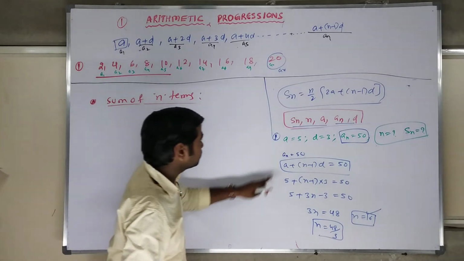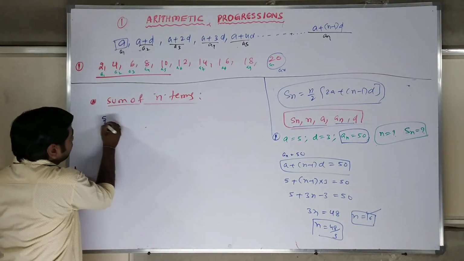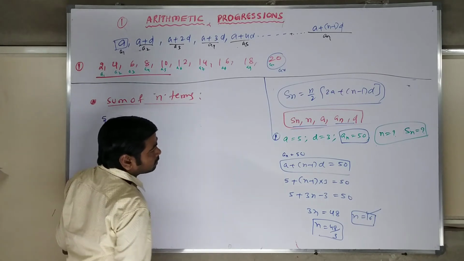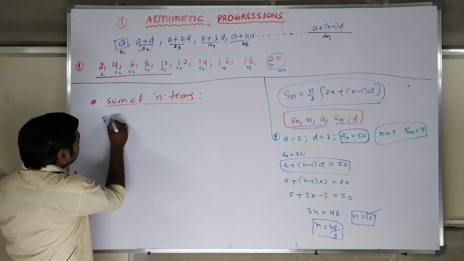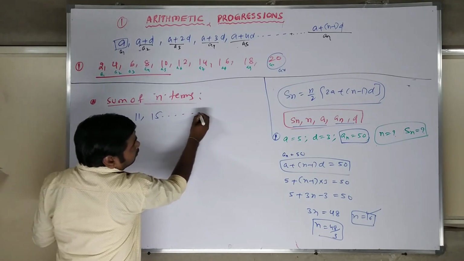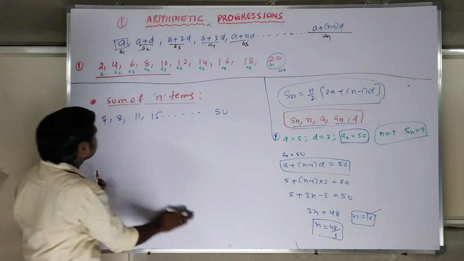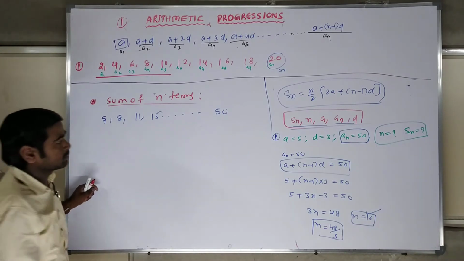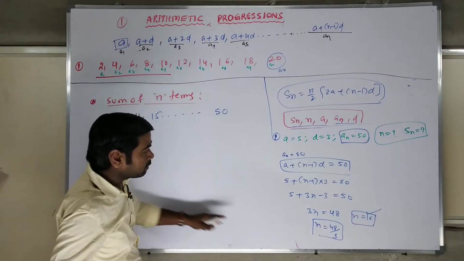What is the first term? It is 5. What is the difference? 3. So the series goes 5, then 8, 8 plus 3 is 11, 11 plus 3 is 14, and so on, up to 50. Let's keep on going there. 50. So what are you asking? Sn.